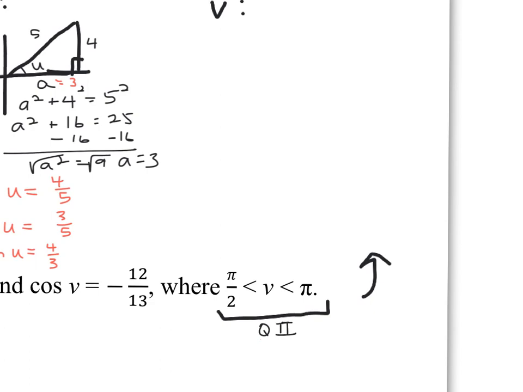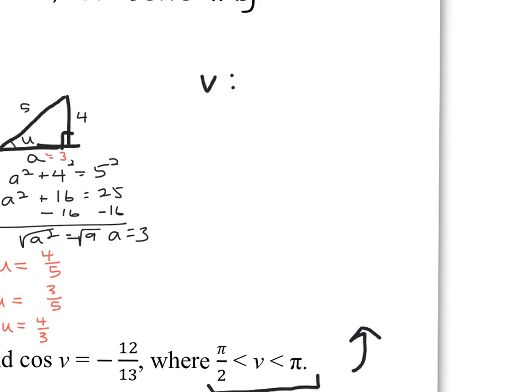Up top, then, if I draw my picture, we're just going to create a coordinate system like we did for the first one, and I'm just going to make it a little bit bigger over here in quadrant 2, draw my hypotenuse up, and then connect that right angle down. And now my angle is right here. That's angle V. Now it says cosine is negative 12/13.